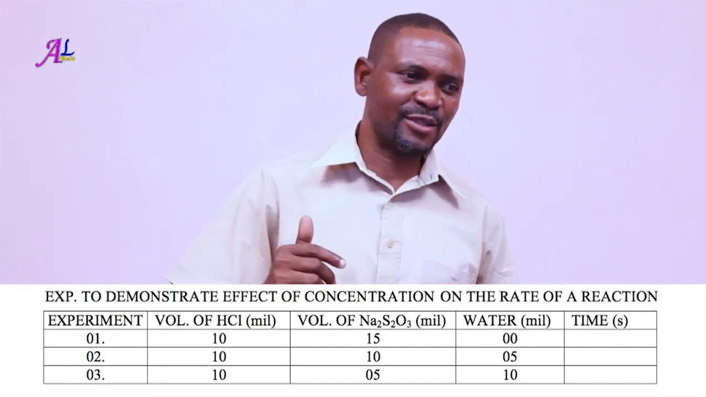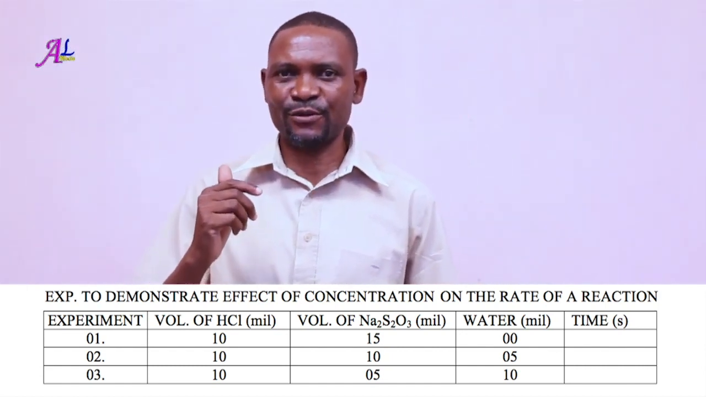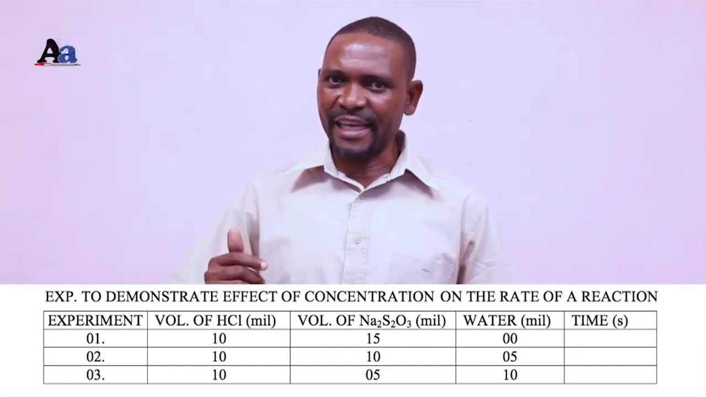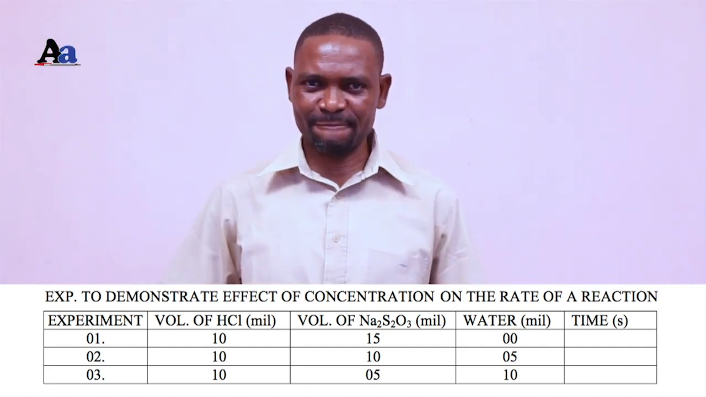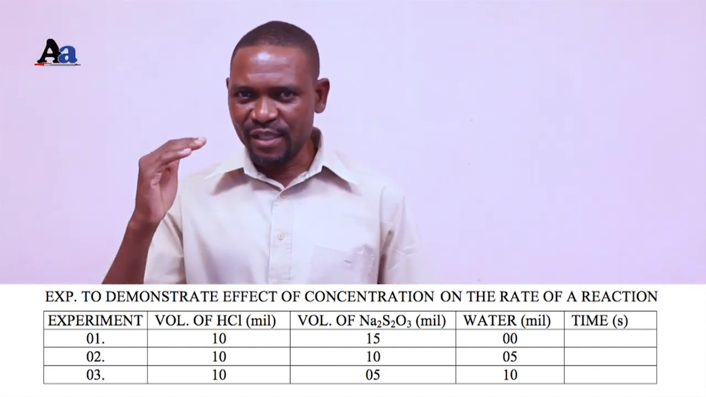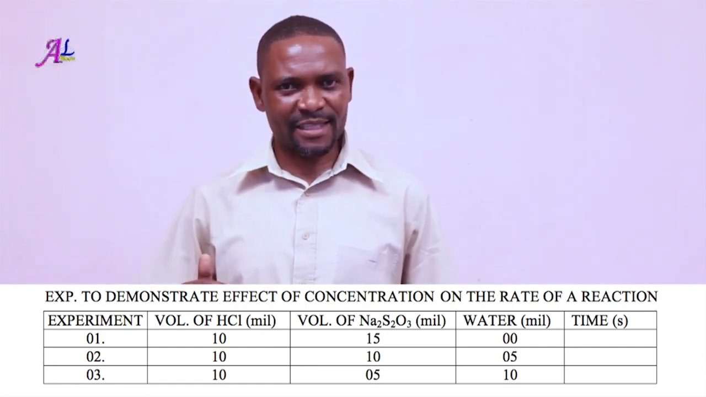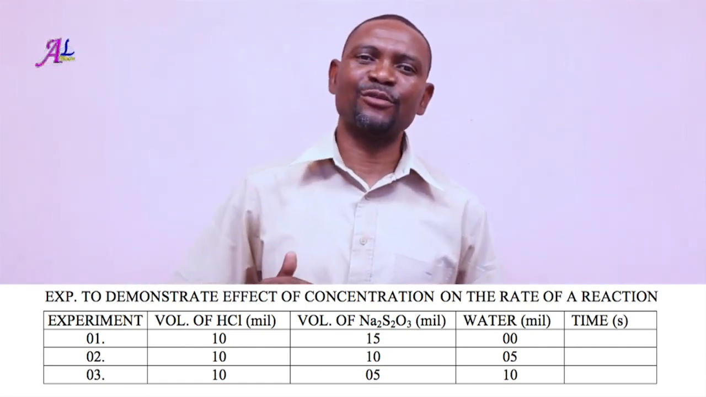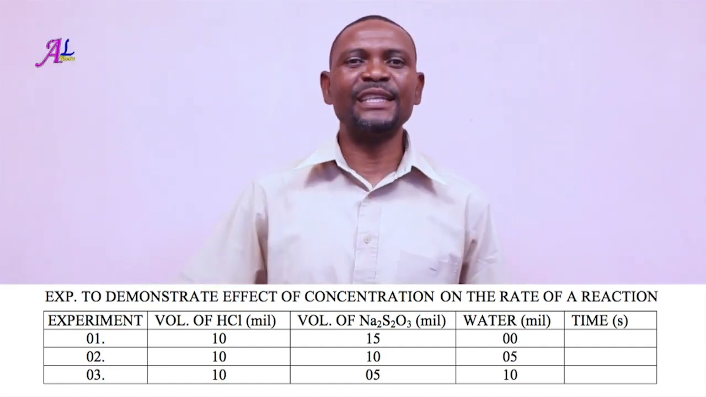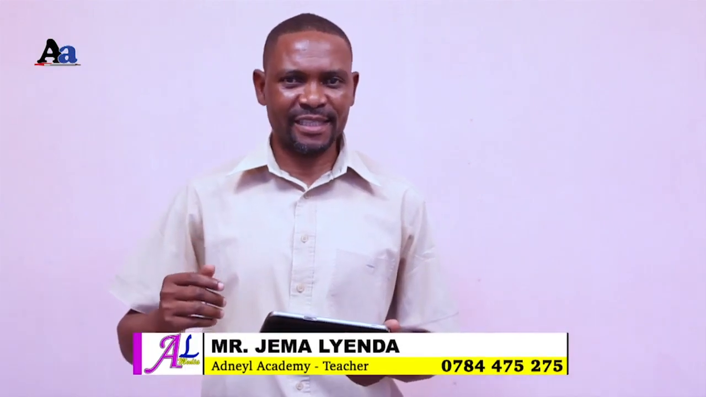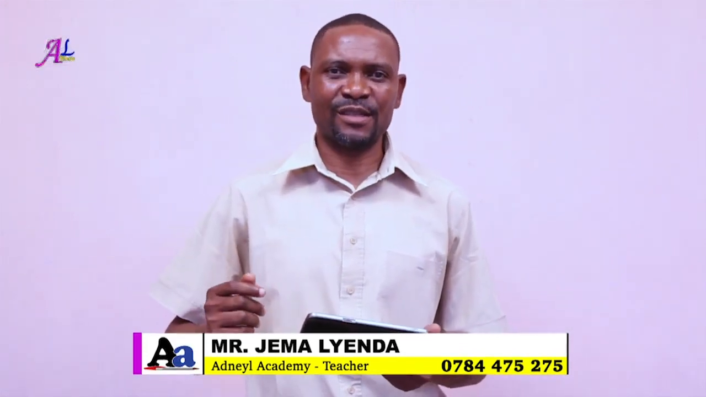The second experiment is going to use 10 milliliters of hydrochloric acid, 10 milliliters of sodium thiosulfate, but we shall add 5 milliliters of water. The concentration is going to be a bit lower. And the last experiment is going to use 10 milliliters of hydrochloric acid, 5 milliliters of sodium thiosulfate, and 10 milliliters of water. Time recorded will tell us when and how the reaction was fast and how it was slow, depending on the concentration of sodium thiosulfate.